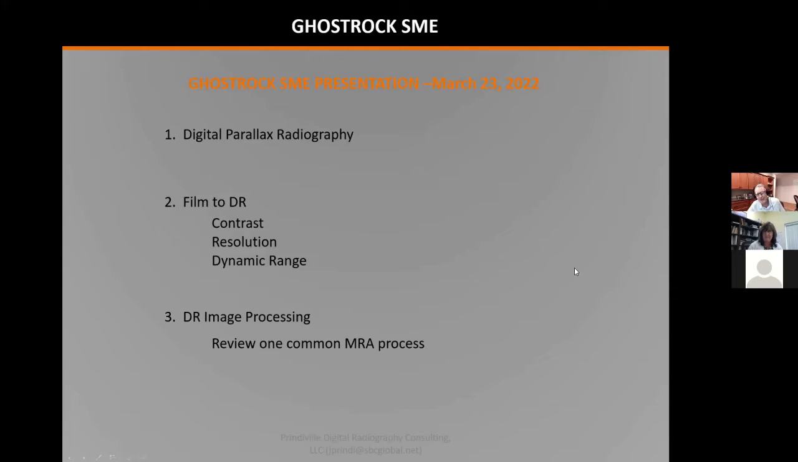So it was noted, this is going to be a 3-section presentation. The first is going to talk about digital parallax radiography, and the main crux of this is why not? It's easy to do. Then next, we are going to talk about really going from film to DR, since film parallax is the one we're used to, film parallax radiography. We're going from film to DR, so let's look at some of the differences.